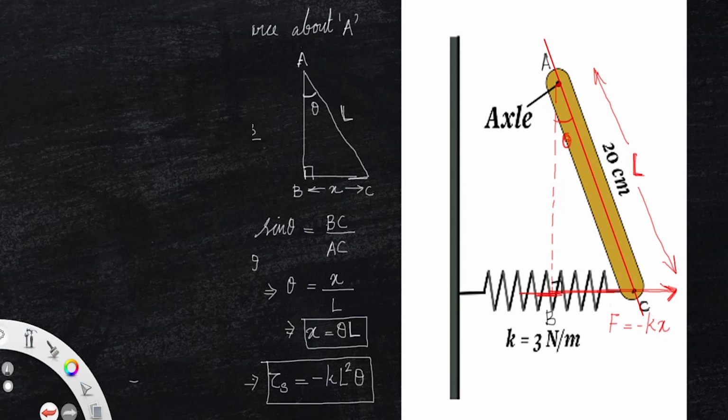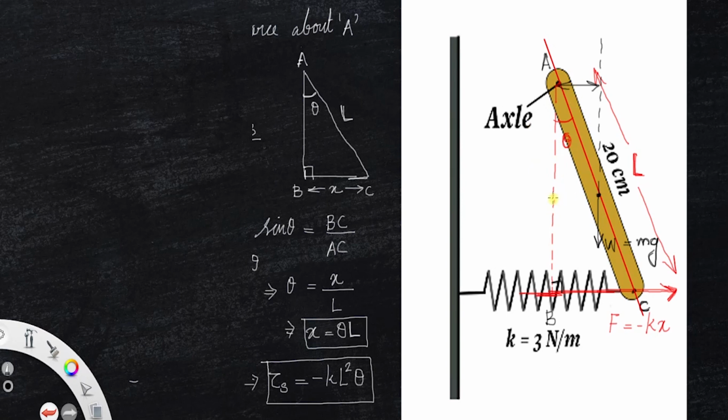Now, the next force acting on this rod will be the mass of the rod itself. We know this will act at the center of the rod, and the weight acts vertically downward. We can call it W equal to mg, m into g. This is the weight of the rod, and this will be the line of action of the weight, and the distance from the axle to the line of action of the weight will be this one.